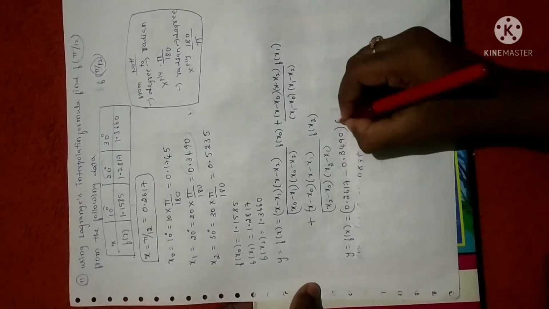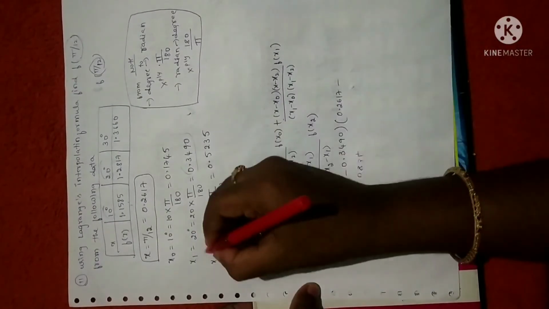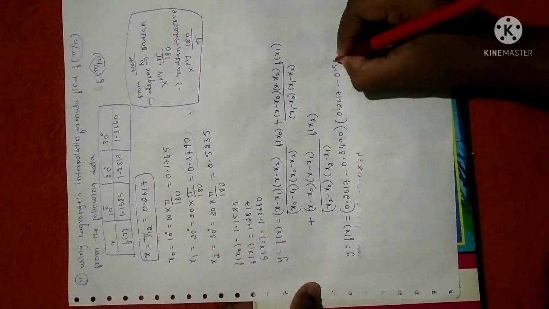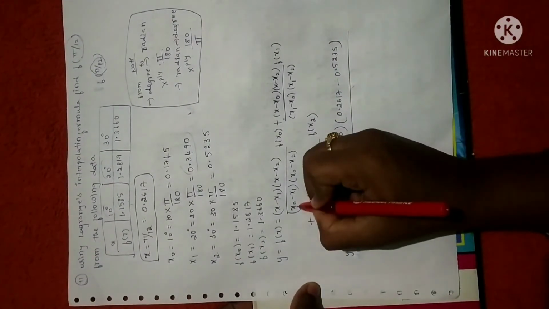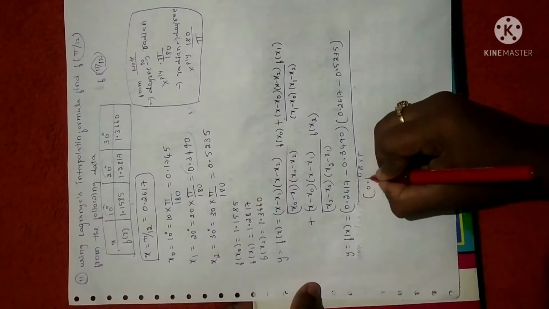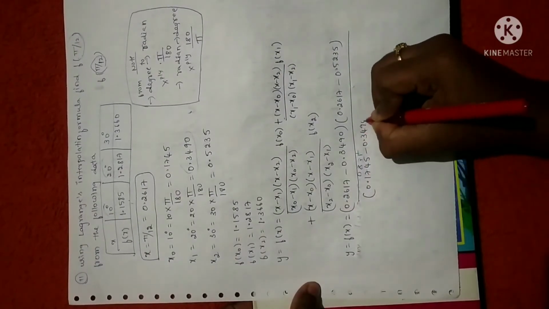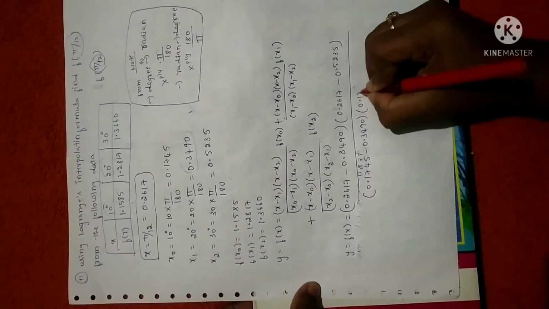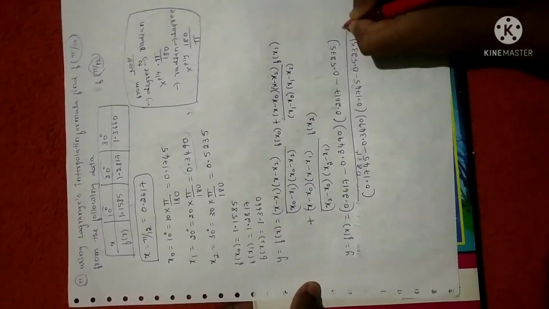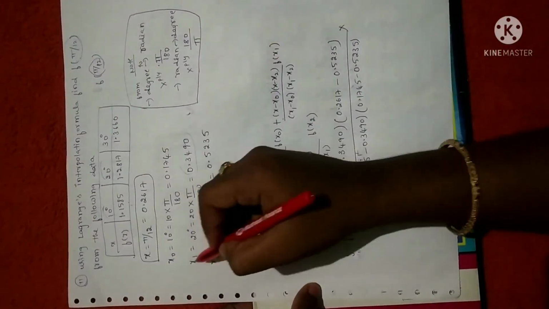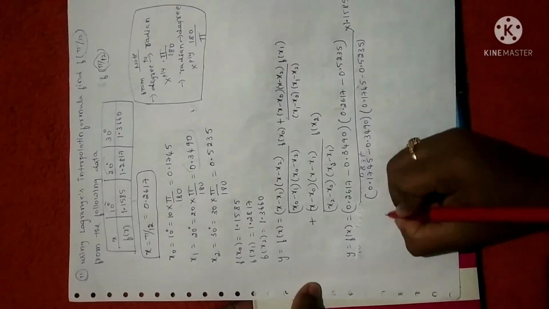0.3490 into x is 0.2617 minus x2. x2 is 0.5235 divided by x naught. x naught is 0.1745 minus x1 is 0.3490. Again 0.1745 minus 0.5235 into f of x naught. F of x naught value is, here I have written 1.1585. This is the first term.